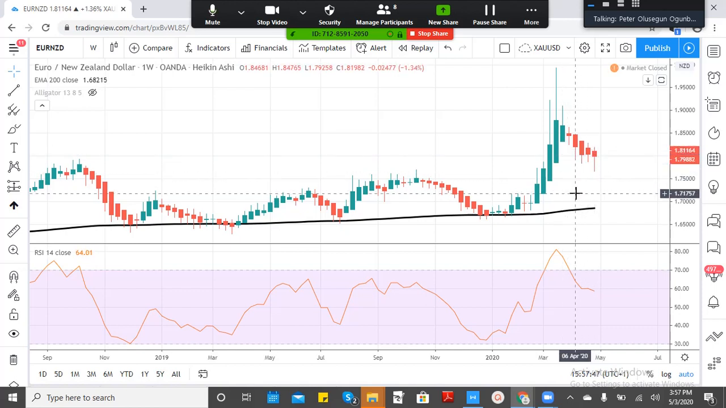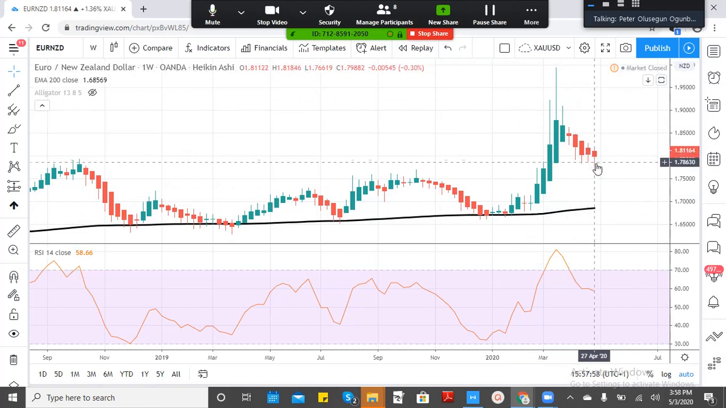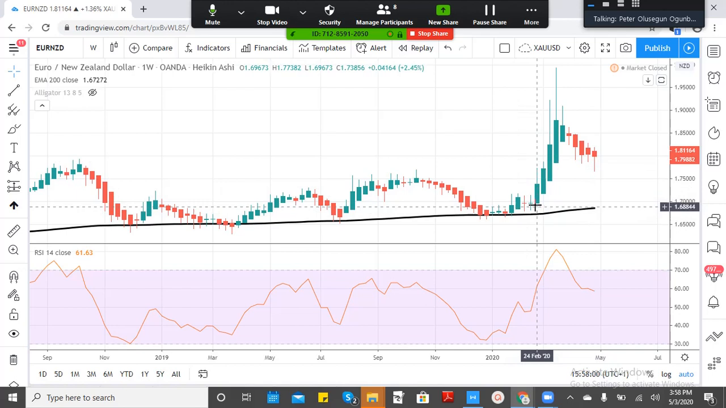Because this is a pullback, you don't expect a pullback to come back to this base. Like I told you, even on a higher time frame, you don't expect the market to tick up, and the short arm will be short, and so the market will not get to this level.